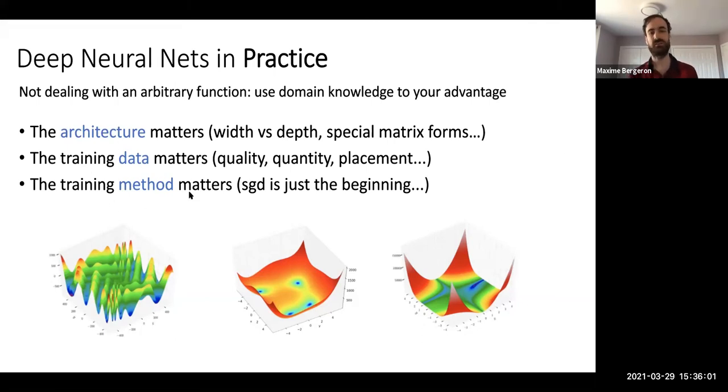And then the training method matters. So this stochastic gradient descent I was talking about, it's just the beginning. Here are some interesting loss landscapes. And if you're in this kind of weird egg world, how are you going to make sure you don't end up in one of these little shallow plateaus and make it to an actual good representation and so on. So there's a lot of actual empirical stuff that goes into it beyond just these existence theorems.